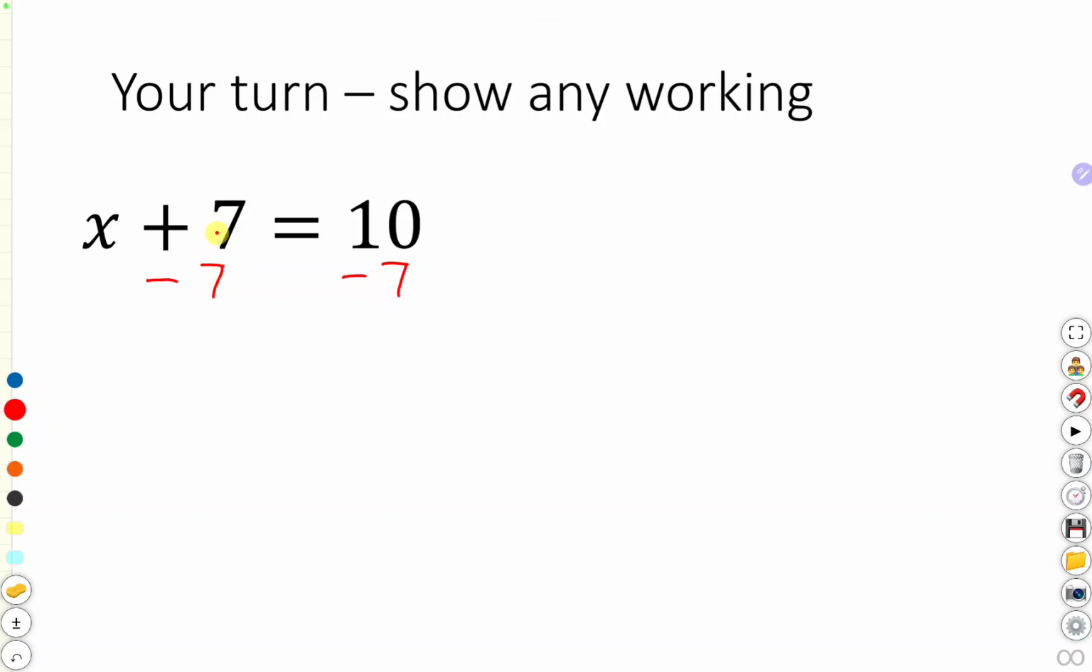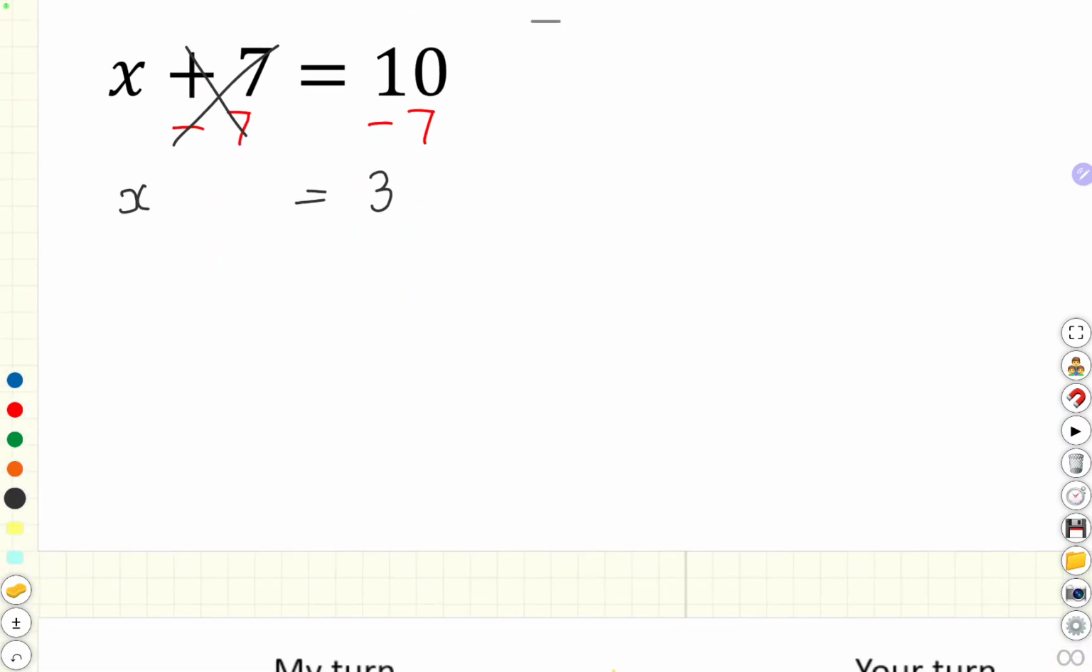So always what we do to the left-hand side of the equal sign, we must do to the right-hand side of the equal sign. So now we can see that we've got x, and the plus 7 and the minus 7 have cancelled themselves out. And now we're left with x equals 3, which is the same answer as the cover-up method, but we've got a bit more of a method and a bit more of a routine of how to do it.